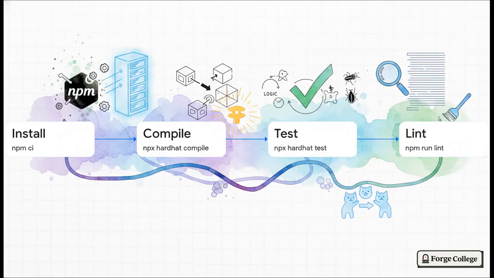So, when a push or a pull request event actually happens, GitHub Actions spins up that pristine runner and executes 4 precise stages right in order. First, it runs npm ci for a totally clean install. Second, npx hardhat compile to build your contracts. Third, npx hardhat test to validate your logic. And fourth, npm run lint to enforce formatting. Notice something? These are literally the exact same commands you already run locally. They're just being orchestrated in a perfectly sterile environment.